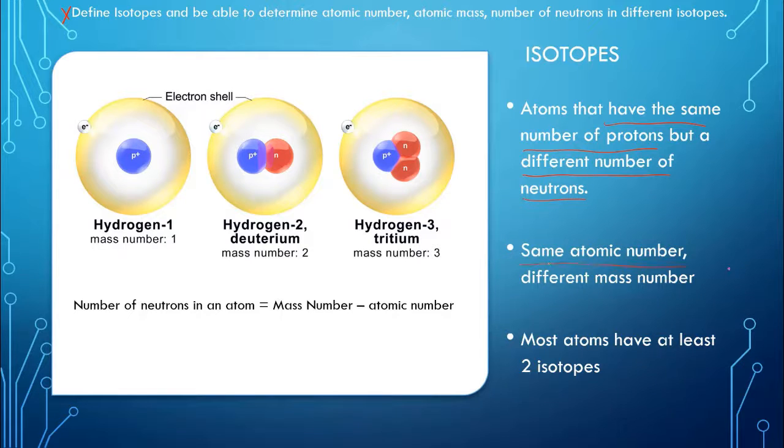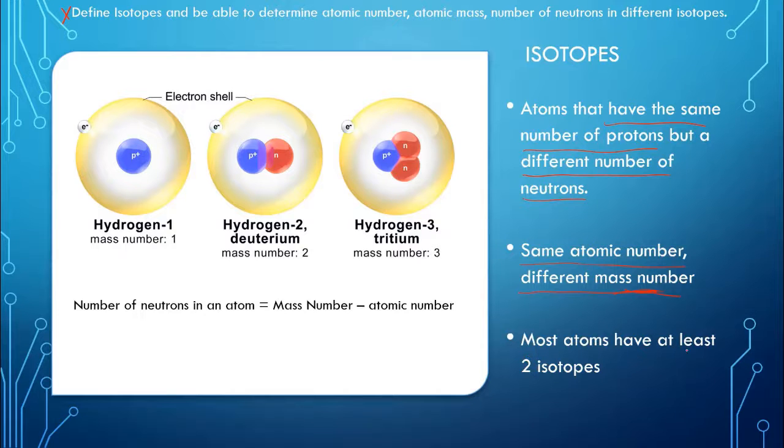It has the same atomic number, which you find on the periodic table, but it's going to have a different mass number. Remember, your mass number is the number of neutrons and protons combined. So by definition, an isotope is the same element. Different number of neutrons means you're going to have a different mass number.